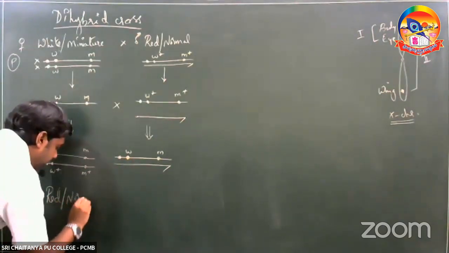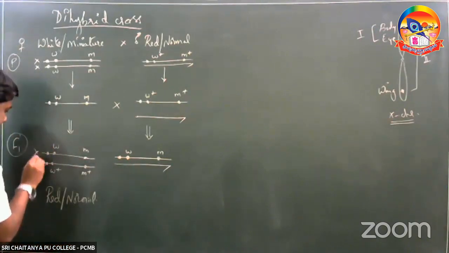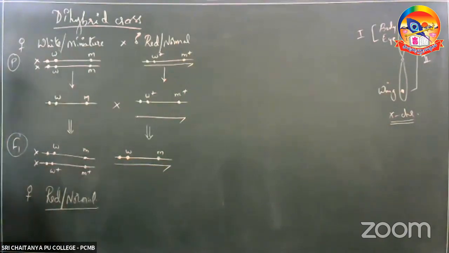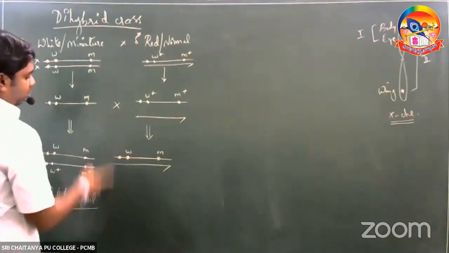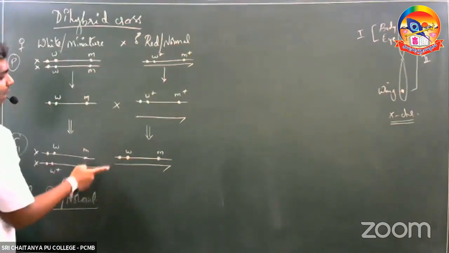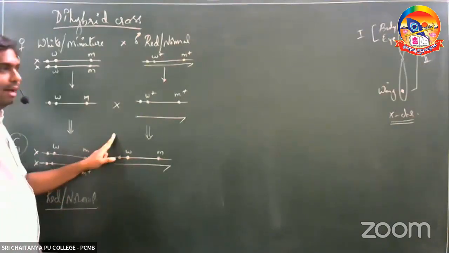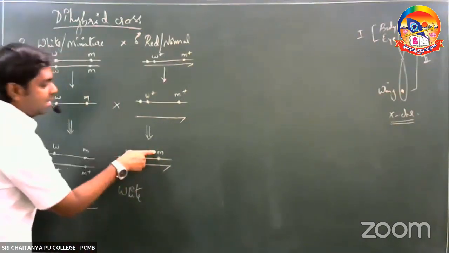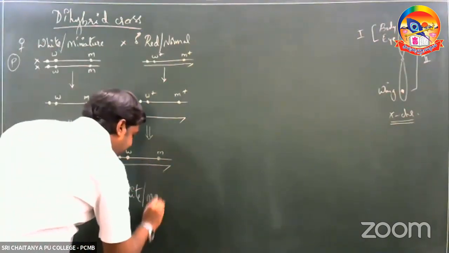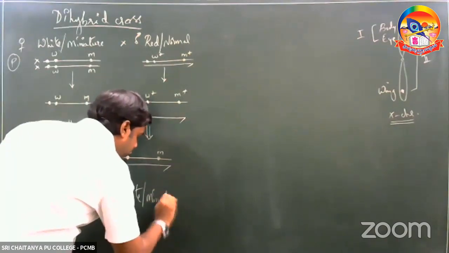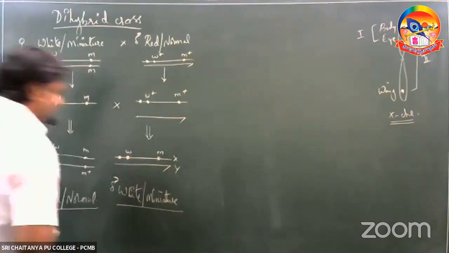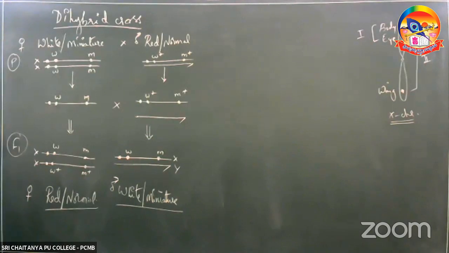So this female individual, because both are X chromosomes, in the F1 generation would have red eyes and normal wings. Whereas in the case of males, since there is only one X chromosome and only one allele present, W is a recessive allele, so this individual will have white eyes, and M is again a recessive allele, so this individual will have miniature wings. Right? So this is the X chromosome, this is the Y chromosome. So the male here would have white eyes and miniature wings.